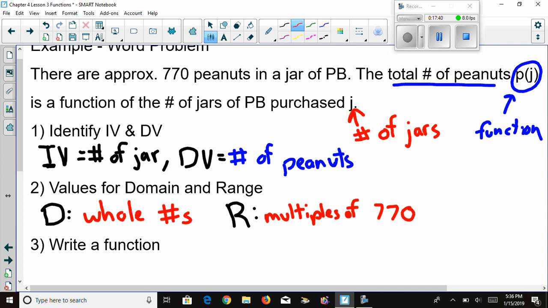So that's 770. If you multiply it by 2, I get 1,540. I apologize. And so on. But we're not going to worry about listing all of that. We're just going to write multiples of 770.